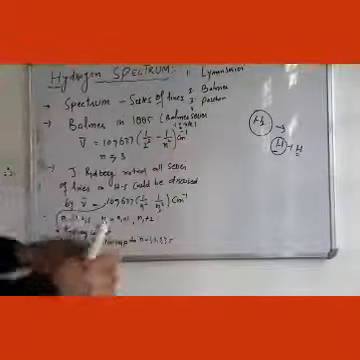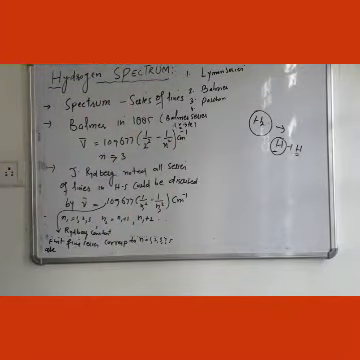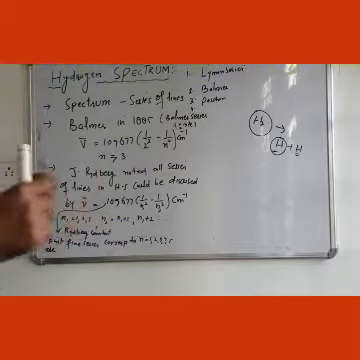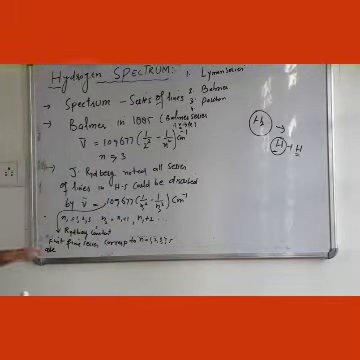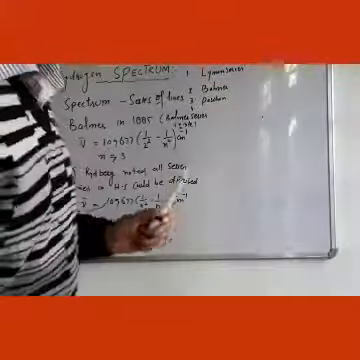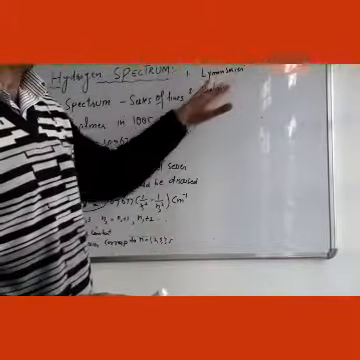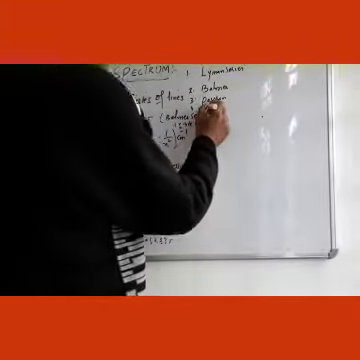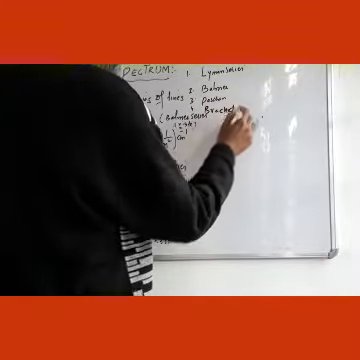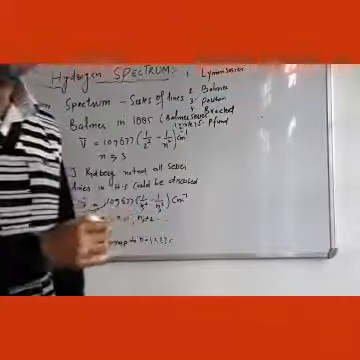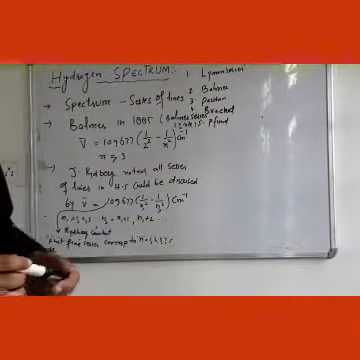The first five series of lines correspond to n1 equal to 1, 2, 3, 4 and 5. These series of lines are named after their discoverers as Lyman series, Balmer series, Paschen series, Brackett series and Pfund series. So these are five series of lines.